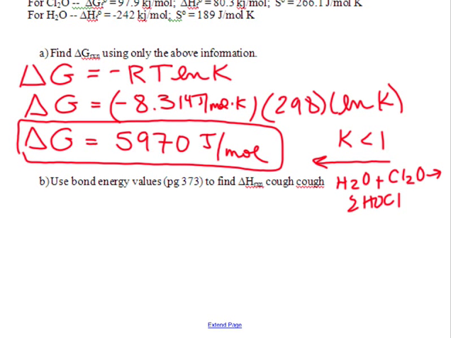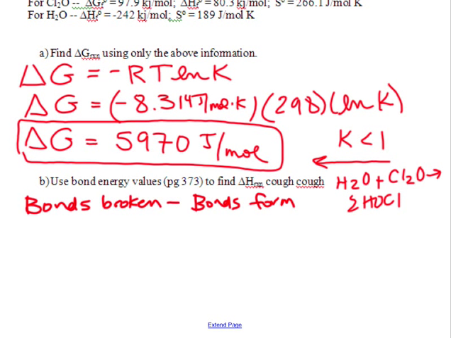Bonds broken minus formed. You need to get that back in your head, and it needs to stay in your head until the AP. Bonds broken minus bonds formed. So that's what we're going to use. Let's go ahead and figure out what bonds we're breaking and what bonds we're forming, and then we'll look up the values if we need to.